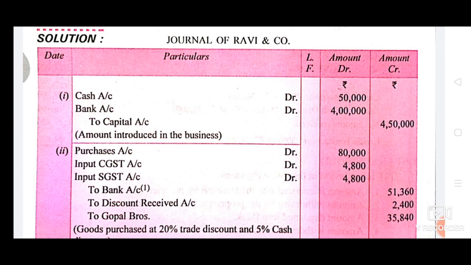Purchases is of rupees 80,000. So purchases account is debited by rupees 80,000. Input CGST and input SGST accounts are debited by rupees 4,800 each. Then bank account is credited for making payment by check 51,360. Discount account is credited because this discount is our gain 2,400, and Gopal Brothers account is credited because 35,840 amount is payable to Gopal Brothers, that is they are our creditors for this amount.